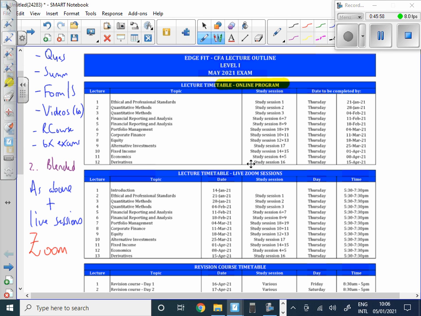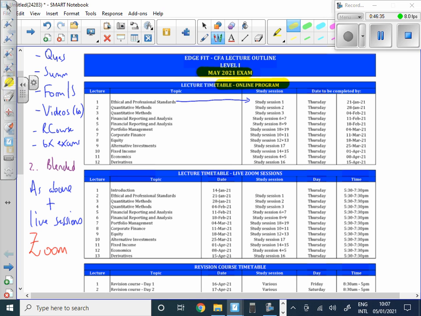Okay, and how this works, guys, is, let's say, for example, let's take a look at the timetable over here, guys. Ethics and professional standards, which is study session number 1. I want you to have completed that, guys, and I'm talking now specifically for the May program. Obviously, this will differ for the August and November programs. The Feb 2021 program is almost over. We're really just going to be running into a revision course for that. Nothing much more involved in that one.